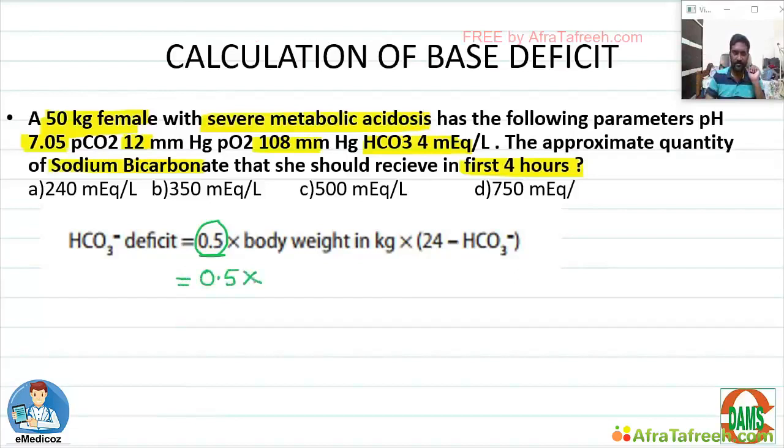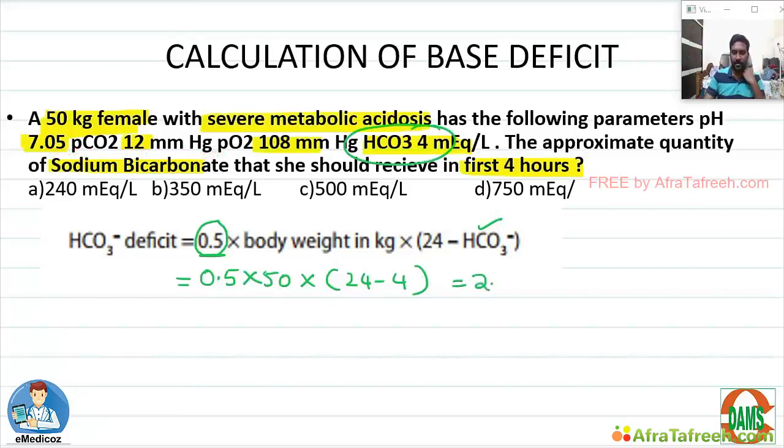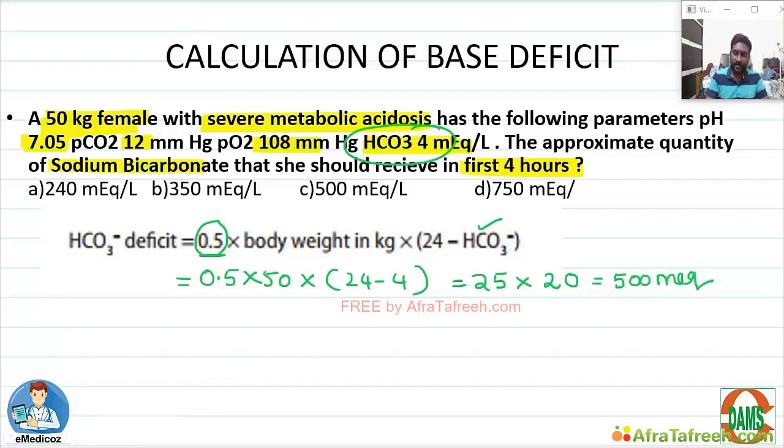So 0.5 into body weight. How much is the body weight? 50, into 24 minus 4. So 4 is the bicarbonate here. So 0.5 into 50 will be about 25. So 25 into 20, it will be 500. So it will be about 500 milliequivalents. This is the base deficit.